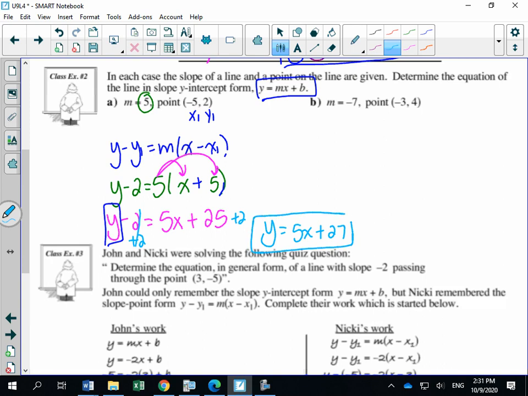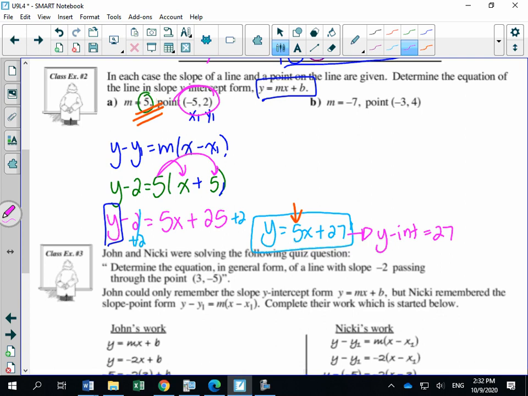So a couple of things that are important to note. We were told that the slope of my equation is 5, and now that I'm in y is equal to mx plus b, look at this. There's my slope, 5. The other piece of information I have is the y-intercept. So the y-intercept of this graph is at 27. And the third thing I know now is I know what the slope is, I know what the y-intercept is, so this is going to be a point on the graph. Okay? Let's do the exact same for B.